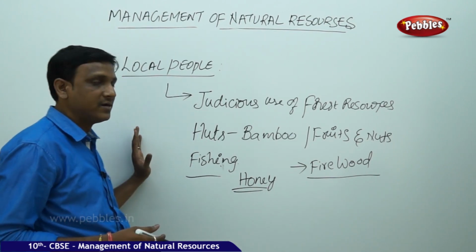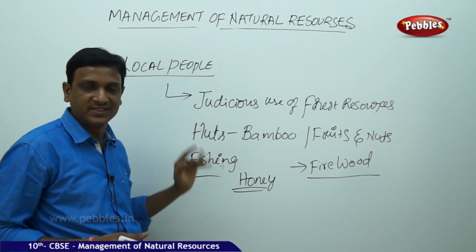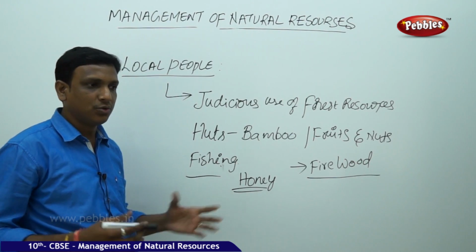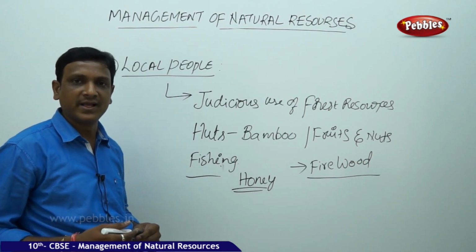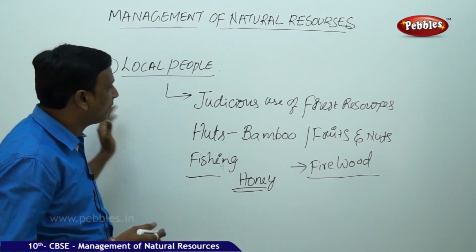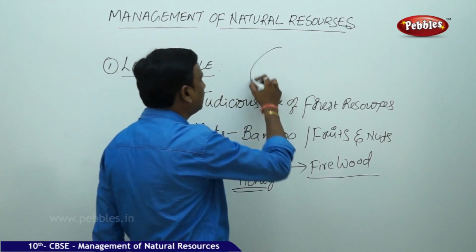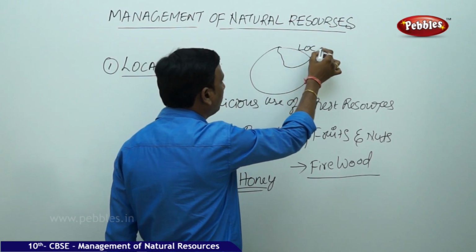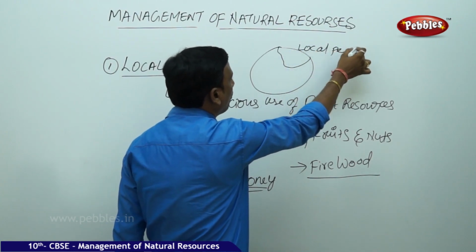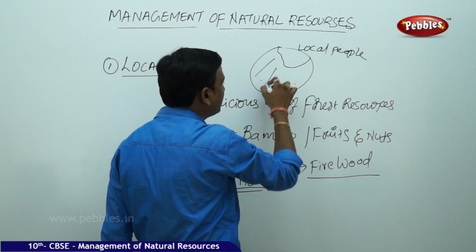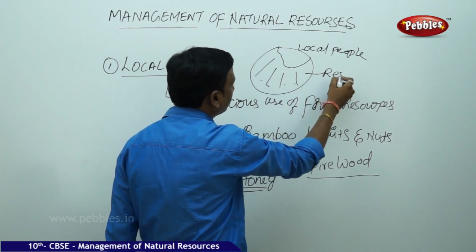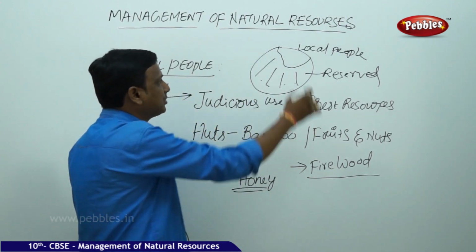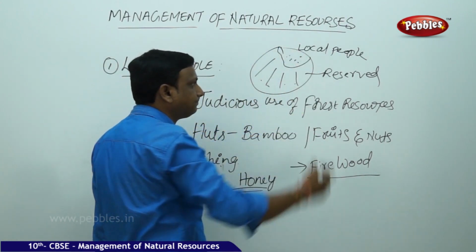But later what happened? The Britishers entered the scenario. After the Britishers entered, they took most of the land, the forest area, under their control, and these local people were restricted to small areas. A small area of forest is allowed to the local people, and the local people are not allowed into the other area which is reserved.